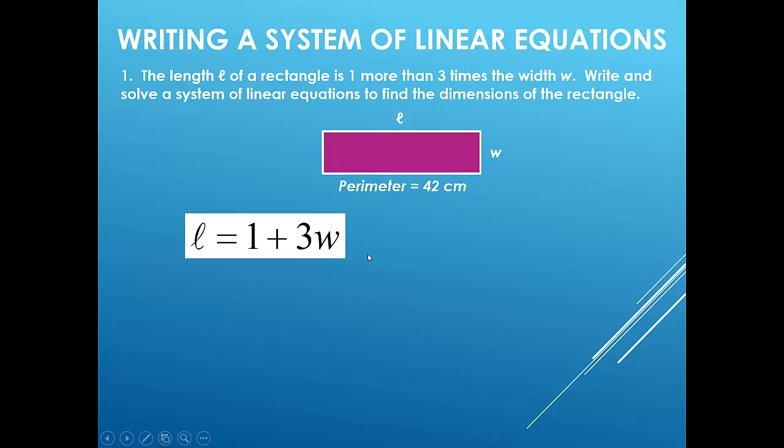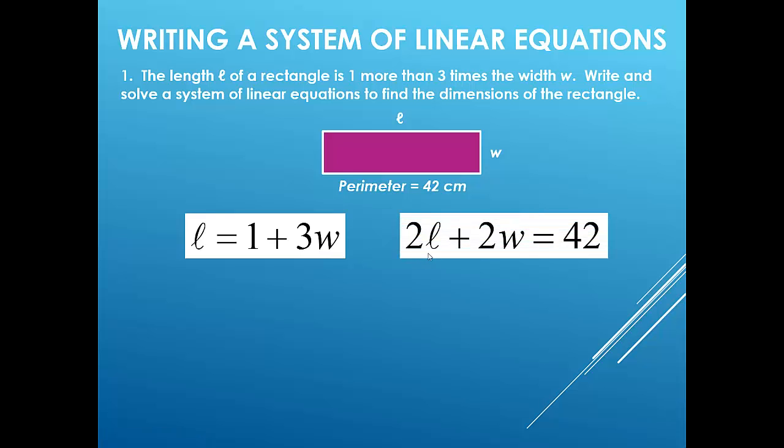Our second equation that we can come up with is 2L plus 2W equals 42, because this is how we find the perimeter. 2 times the length plus 2 times the width would equal the perimeter, which is 42. Now that we have our two equations, we can go ahead and set up a table to solve for L and W.